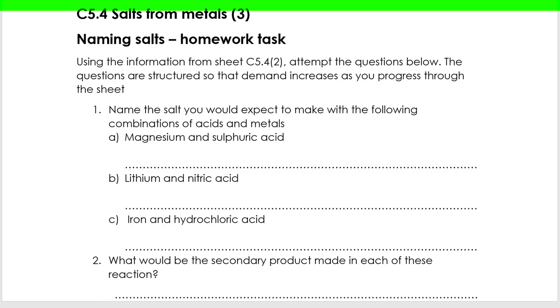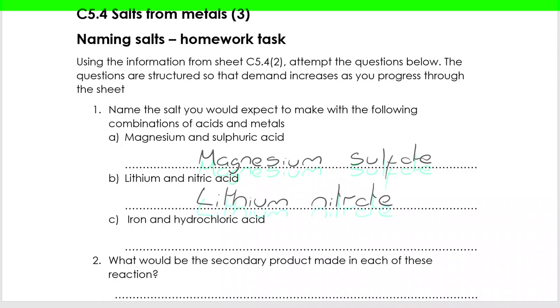And what would we make from magnesium and sulfuric acid? That would be magnesium sulfate. Lithium and nitric acid would be lithium nitrate. And iron and hydrochloric acid would be iron chloride. And in every single case here, with a metal being added to an acid, we would also make hydrogen. So that's following those rules that we've just looked at.